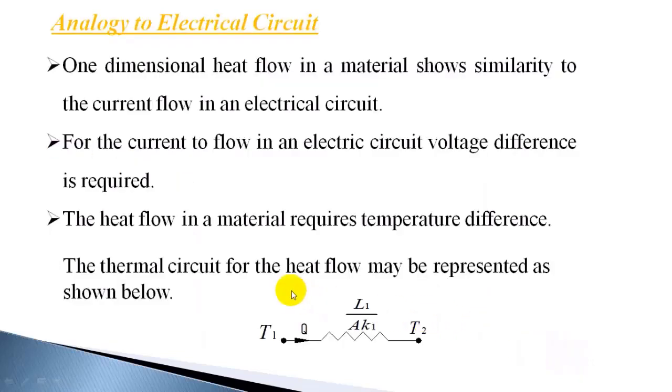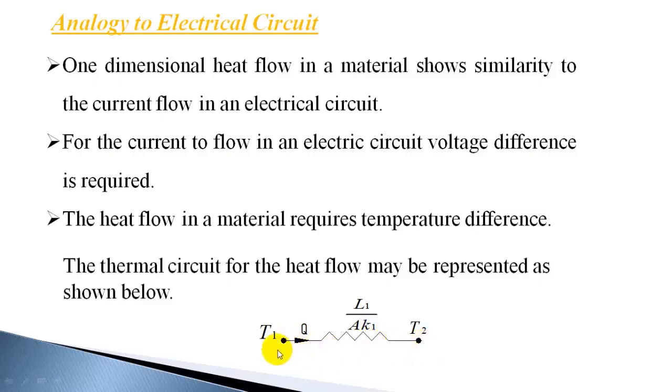Now this one-dimensional steady state heat conduction through a material has resemblance to an electrical circuit. In the electrical circuit, current is flowing and it requires a voltage difference. But in case of heat to flow, there should be a temperature gradient. So temperature difference should exist. Similar to voltage difference, temperature difference should exist for heat to flow. Similar to current, we have heat. So we can represent this in the form of an electrical circuit.